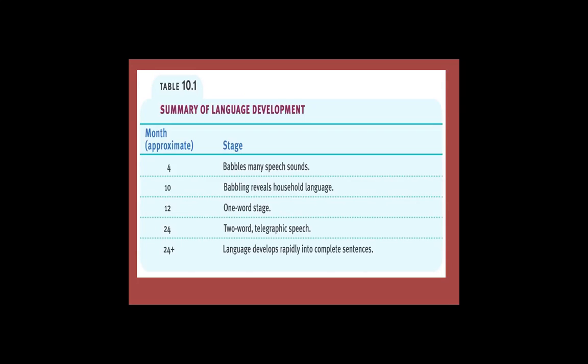Kind of like a telegraph. That's what I think about. If you ever know about old school telegraphs, they're like, call or see right away, or help, something's happened. It's very short. They may be missing words, but they're trying to form those sentences and the concepts. And 24 months and beyond, which is 2 years old, language develops rapidly into complete sentences.